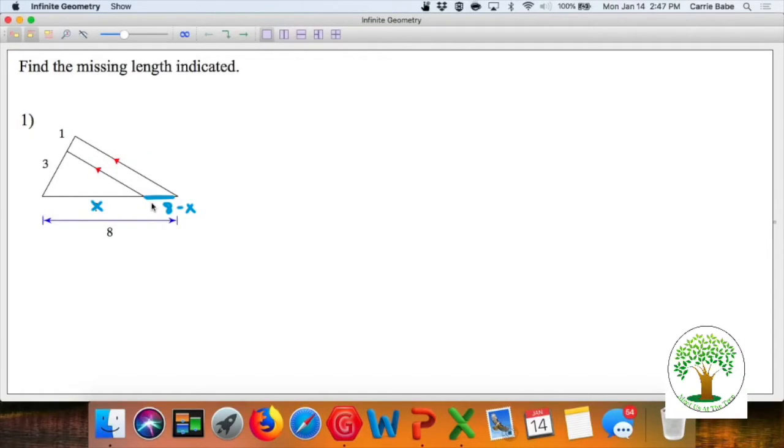Okay, so I would put that on your paper. Put that as 8 minus X right there. Now we can make our proportions. 1 goes with what? 3. No. 8 minus X.